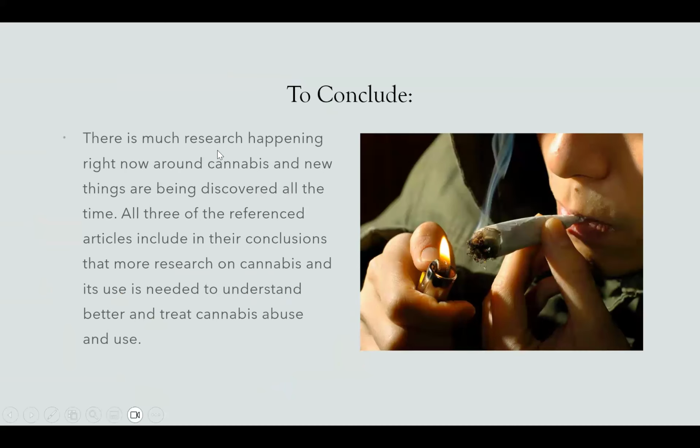So to conclude, there is much research happening right now around cannabis and how things are being discovered all the time. New things are being discovered all the time. All three of the referenced articles include in their conclusion sections that more research on cannabis and its use is needed to understand better and treat cannabis abuse and use.